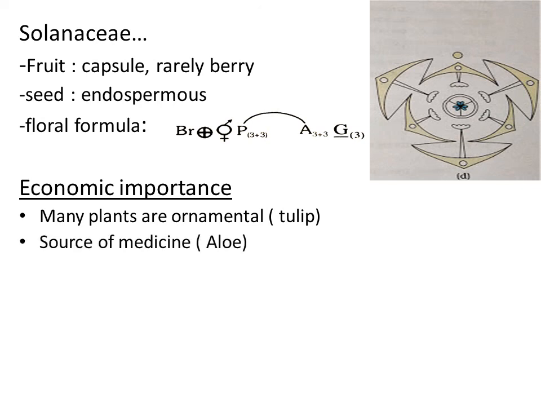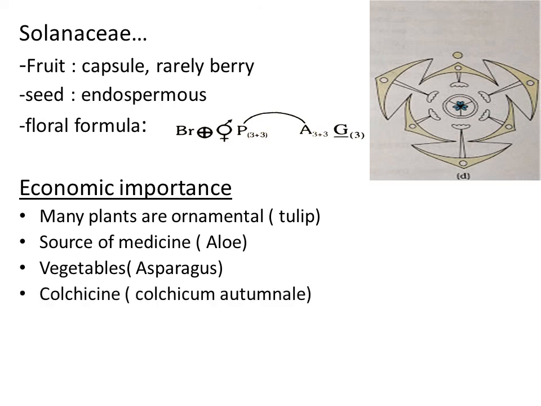Then some are the source of medicine. The best example is the aloe vera plant. Aloe vera is extensively used in most Ayurvedic medicine. So some of the plants belonging to this family are a source of medicine. Then some are used as vegetables. The best example is asparagus. They store food material so they are used as vegetables.